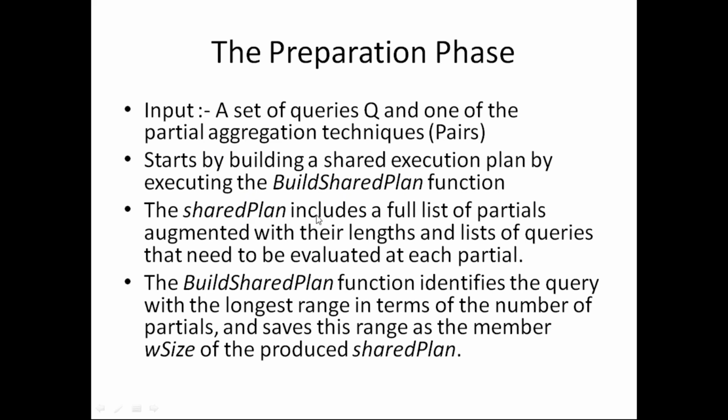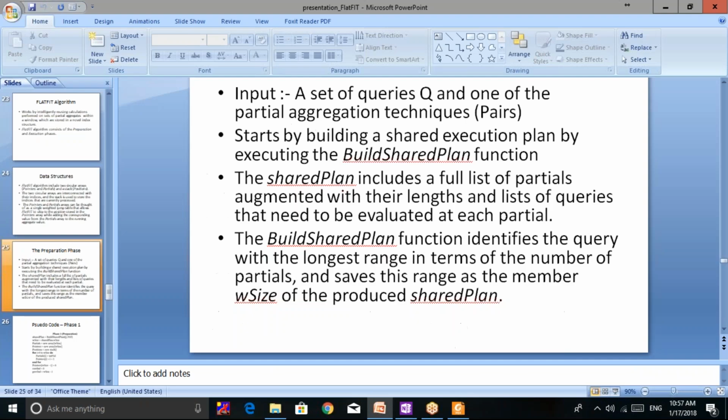The shared plan includes a full list of partials, augmented with their lengths, and a list of queries that need to be evaluated at each partial. So we have the shared plan now, meaning which queries we have to evaluate at which partial and what the length of that is. The build shared plan function identifies the query with the longest range in terms of the number of partials and saves this range as the member W size of the produced shared plan. If you remember this, it comes from here.